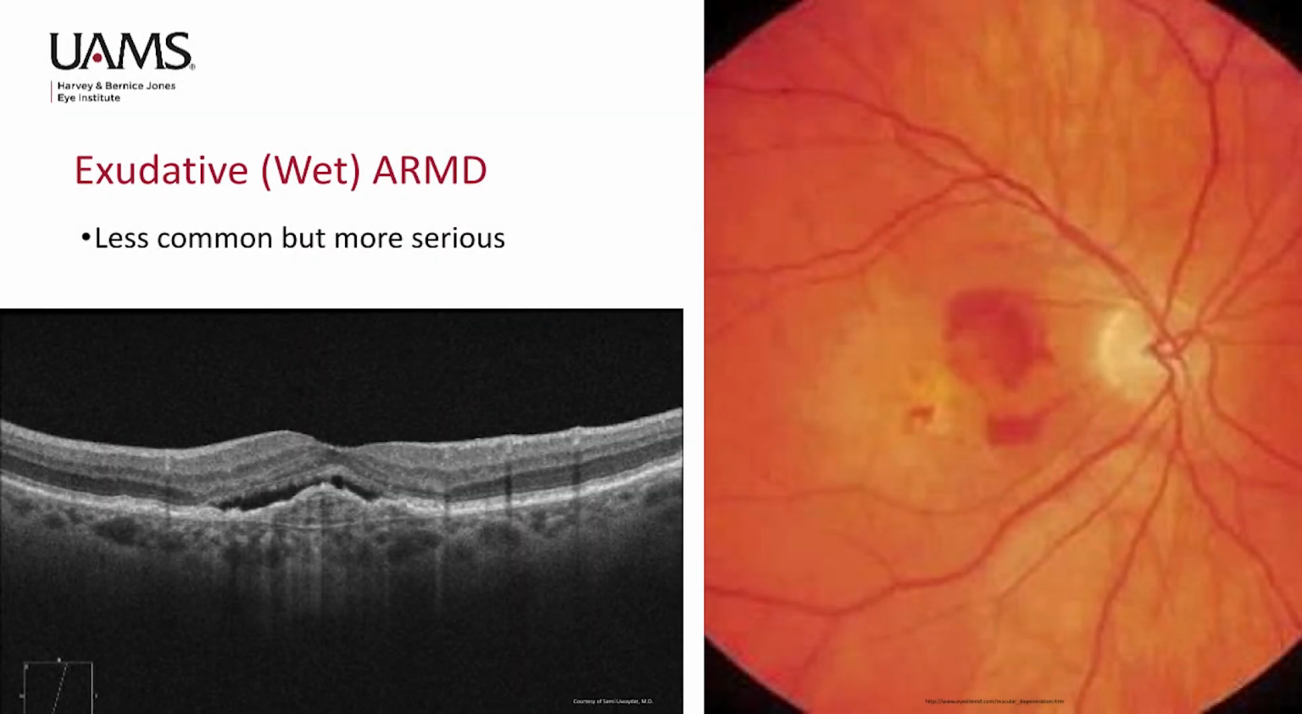Wet macular degeneration is less common but more serious. You can see in the photo on the right the area of red, and that's a hemorrhage in the macula. So these patients are going to have very severe vision loss. A lot of times it's sudden onset. When you have these new abnormal blood vessels that grow and leak blood, that's when there's an indication for treatment.